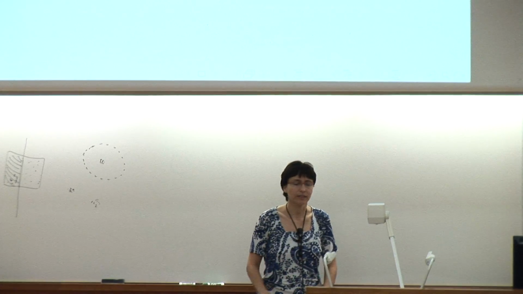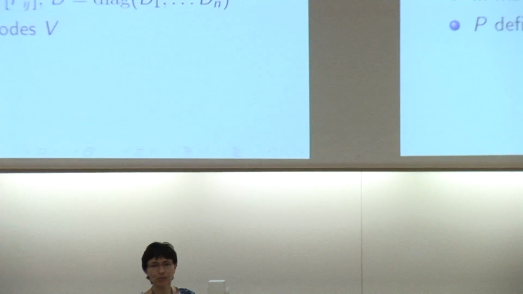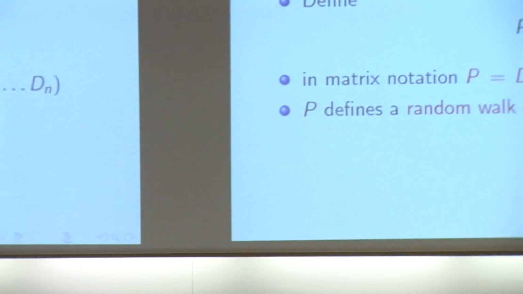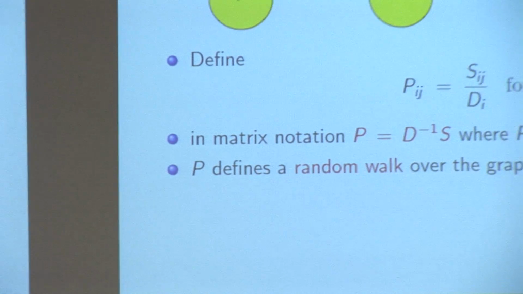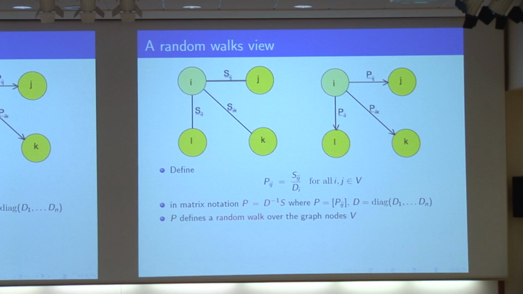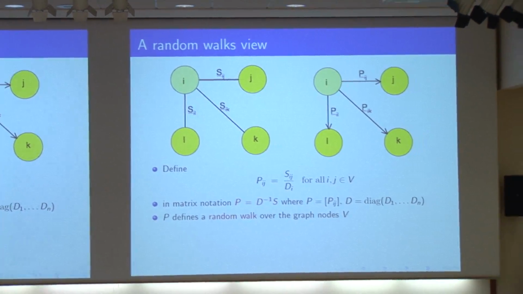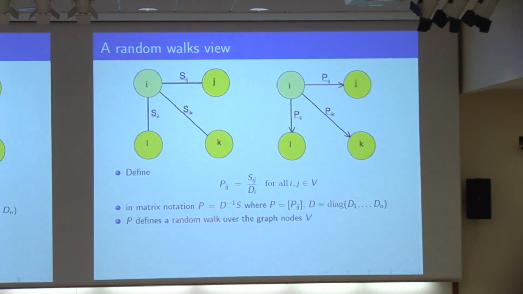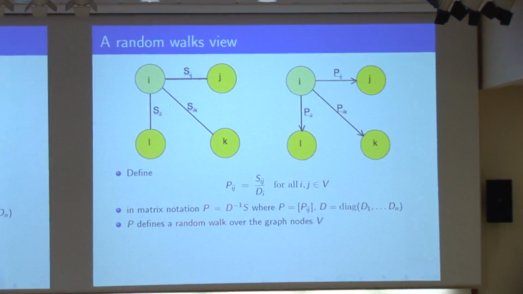Now we are going to look at graph clustering from a fresh perspective, which will eventually get us back to the normalized cut. So we can think of a graph with weights on the edges as defining a random walk in the following very simple, probabilistic way.